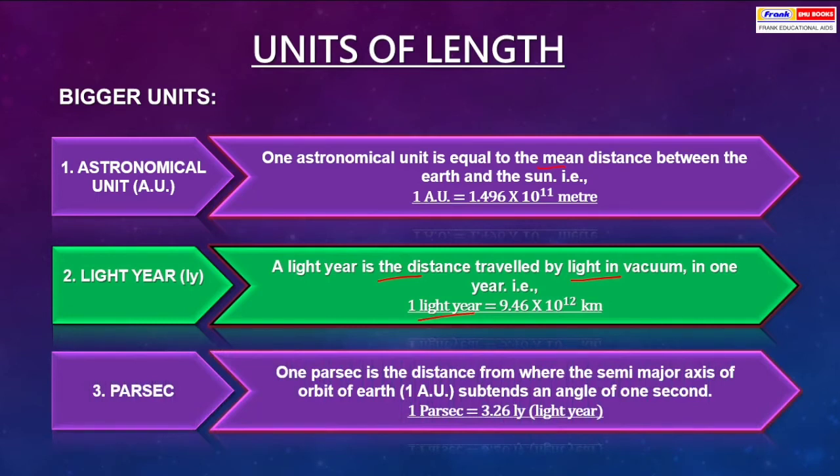1 parsec is the distance from where the semi-major axis of the orbit of Earth subtends an angle of 1 second. 1 parsec equals 3.26 light years. That means parsec is the biggest unit among all these three.